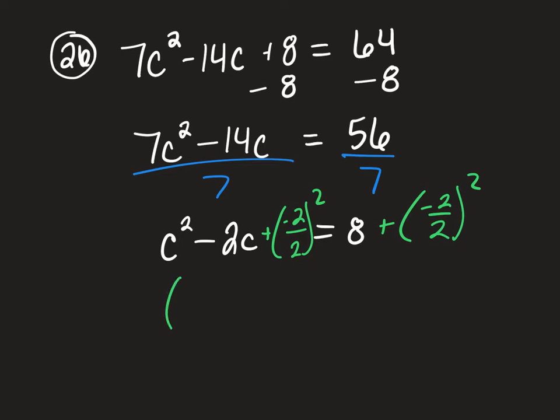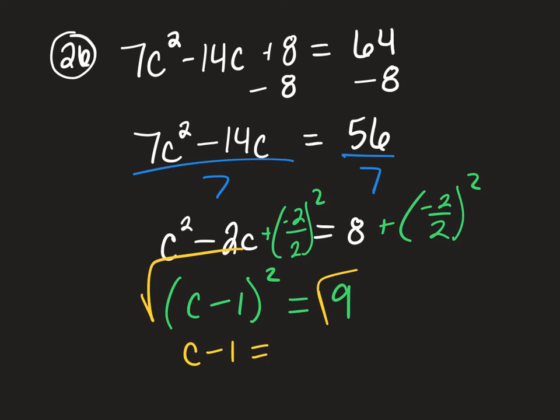And then you add the negative 2 over 2 squared. So on the left, that becomes c minus 1 squared. And then equals 8 plus 1, which is 9. And then you take the square root of both sides. So then you get c minus 1 equals plus or minus 3. Then we're adding the 1. So 1 plus 3 is 4, and 1 minus 3 is negative 2.